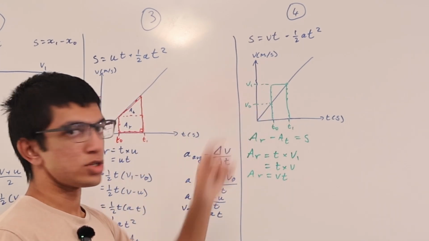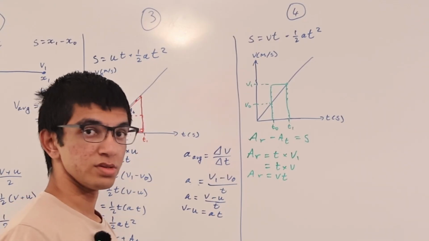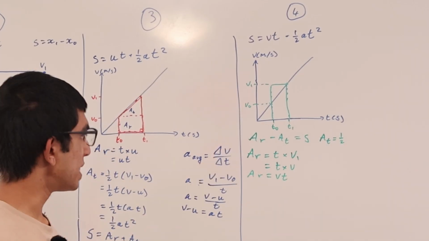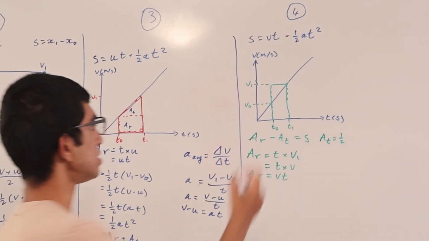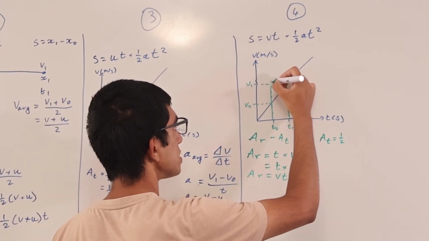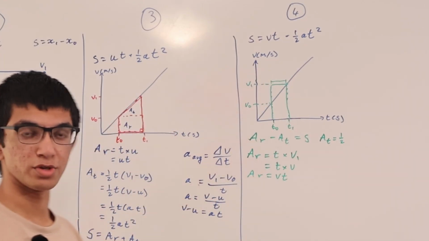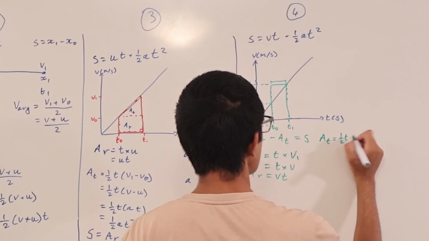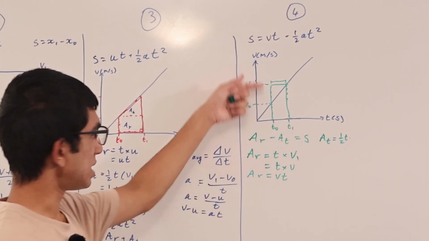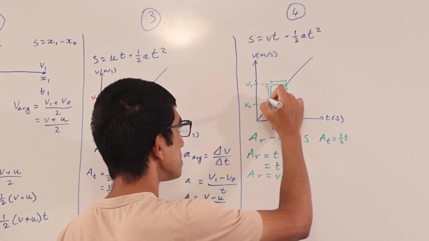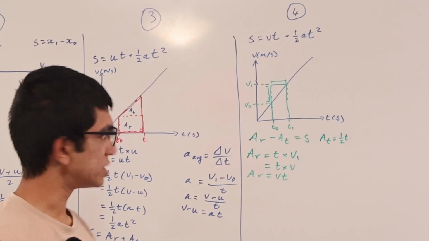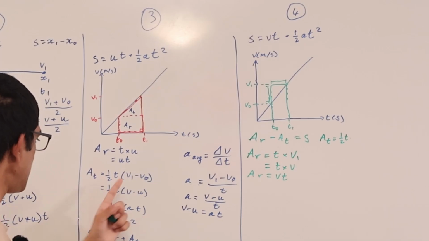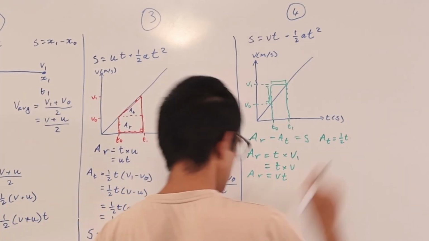Now the area of that triangle there is equal to, well, half base times height. Here, the base, again, is t1 minus t0, or this length, which is t, so t times the height, so this length here, which is v1 minus v0, so the same as this rectangle here. Yeah, so let me rewrite that.